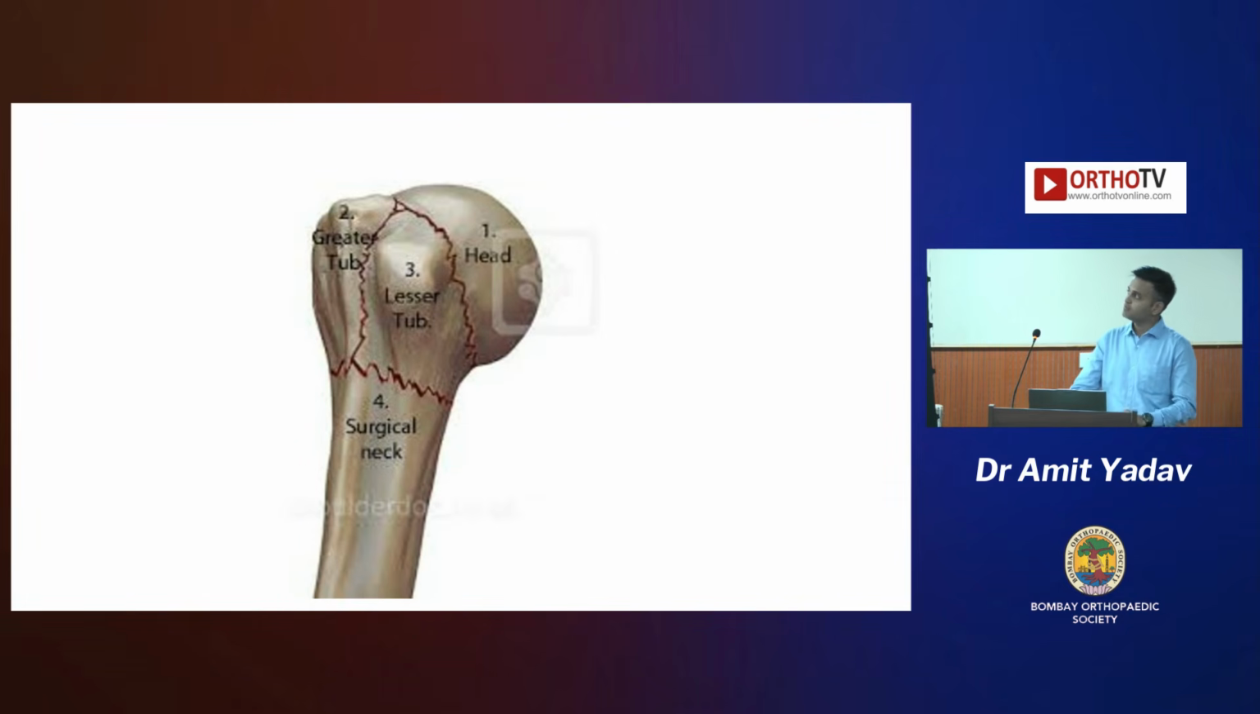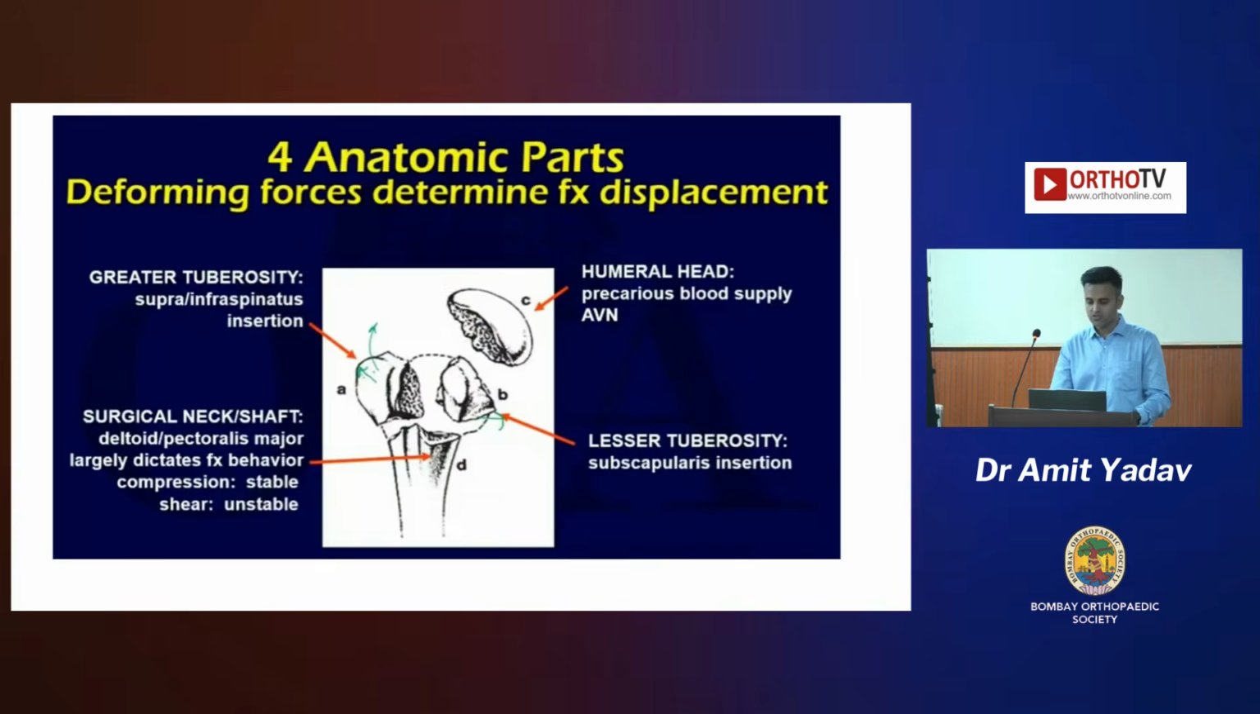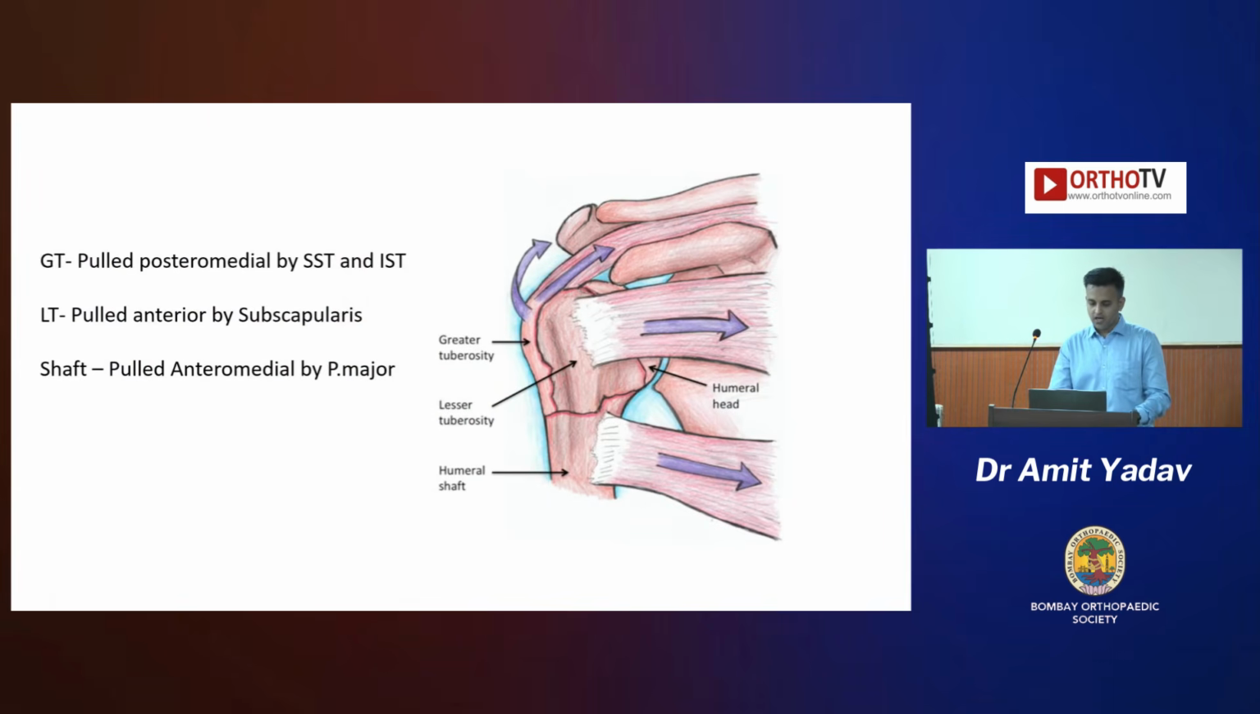So we divide the classifications based on these 4 parts: the head, the tuberosities, and the shaft at the surgical neck. So the deforming forces on the proximal humerus: the GT is usually pulled posterior-medially by the supra- and the infraspinatus. The lesser tuberosity is pulled anteriorly by the subscapularis, and the shaft is pulled anteromedially by the pectoralis major.